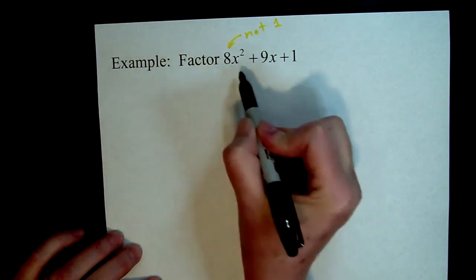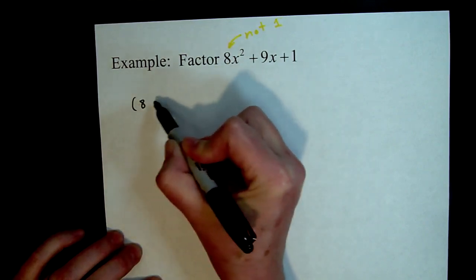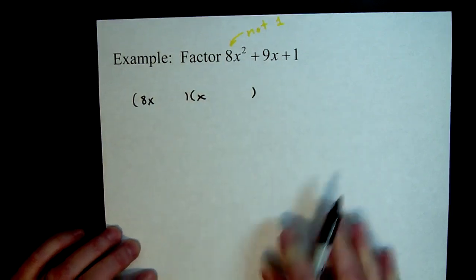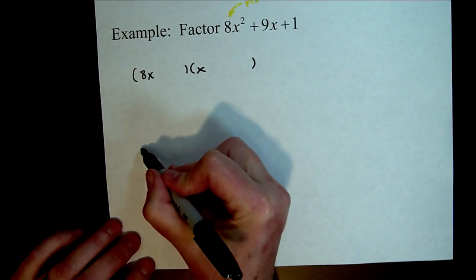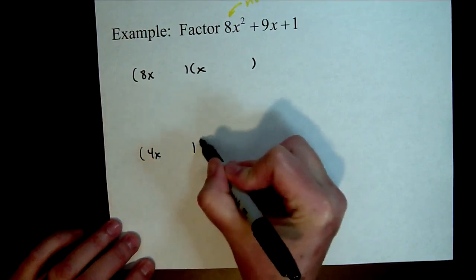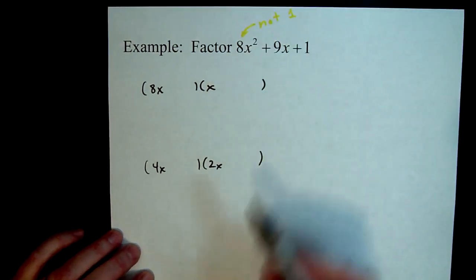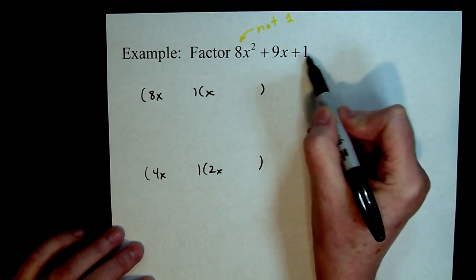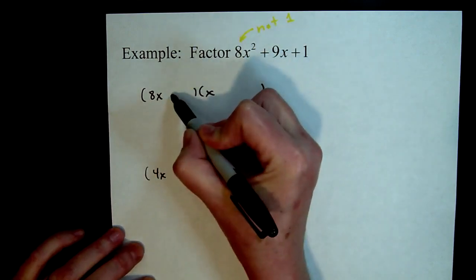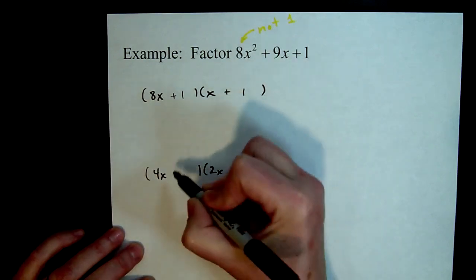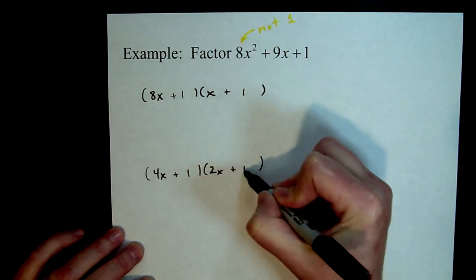Okay, so to get an 8x squared on the front end, I could have an 8x and an x, starting out my parentheses, or I could have a 4x and a 2x, and I think those are the only ways to get an 8x squared. To get a plus 1 on the back end, there's only one way to multiply and get a 1. That's plus 1 plus 1.